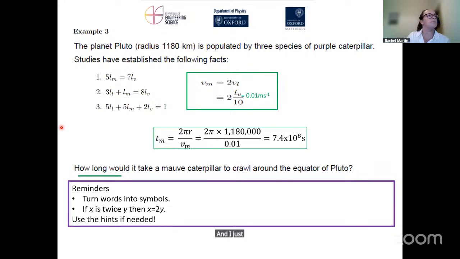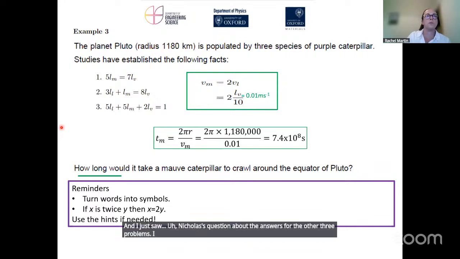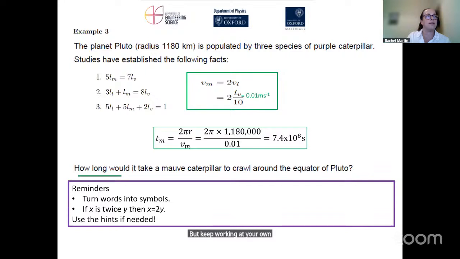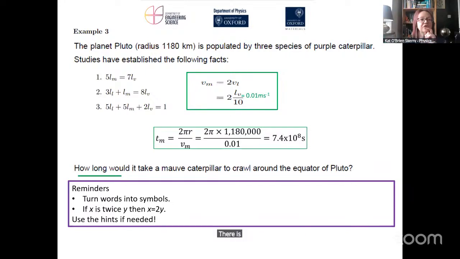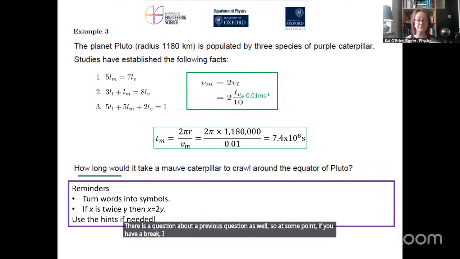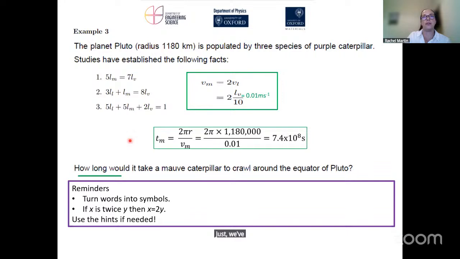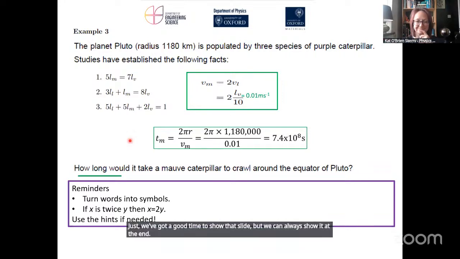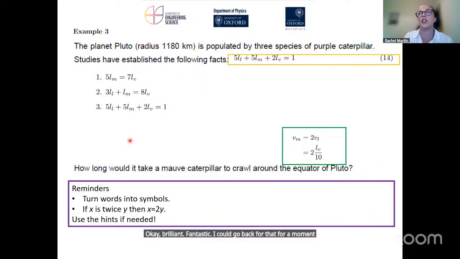And I just saw Nicholas's question about the answers for the other 3 problems. I think just put the answers in when I'm on that question. Otherwise, I won't know which number you're talking about. There are 200 of you, and I've got loads of answers coming in, so thank you so much. But keep working at your own pace. That is great. There is a question about a previous question as well. So at some point, if you have a break, I think there is a person who'd like to see the velocities being resolved, if that's all right. Okay, just brilliant. We've got a good time to show that slide, but we can always show it at the end.